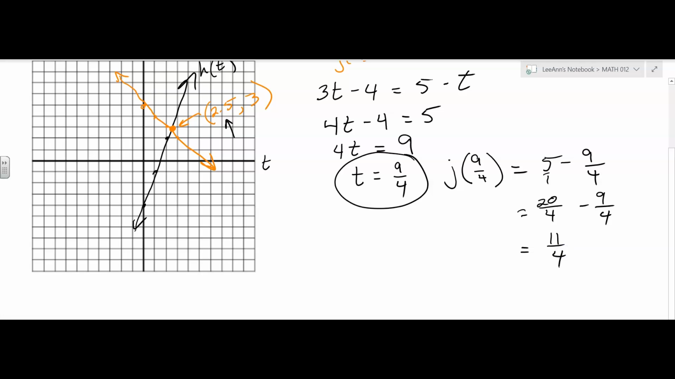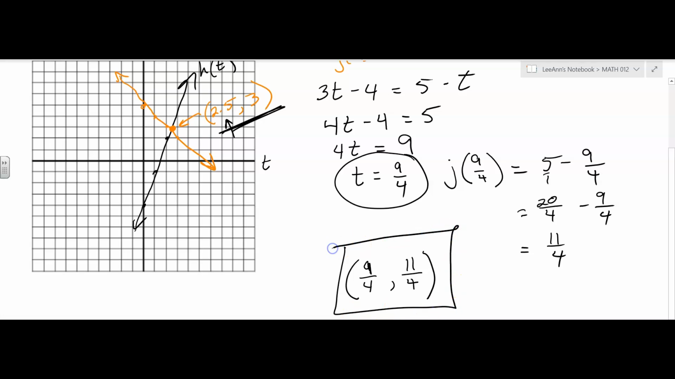So the point that I kind of guessed at over here with the decimals, I'm going to say that the actual answer is input of 9/4, that's the t value, comma, output of 11/4. So 11/4 is almost 3, so yeah, my guess was close. I was in the ballpark, okay? But I'm solving this with substitution. The graph shows us a picture of what's going on, but the actual exact answer comes from the substitution method. Okay.